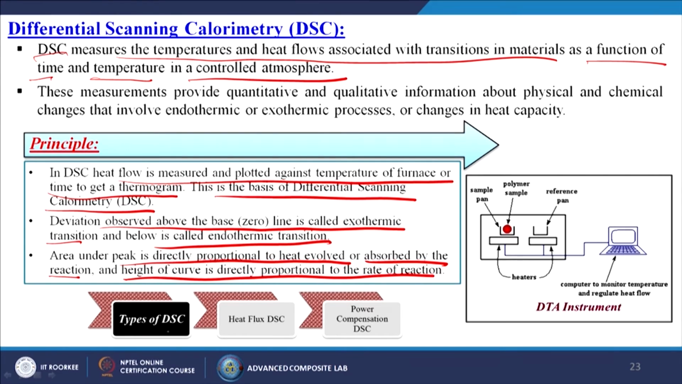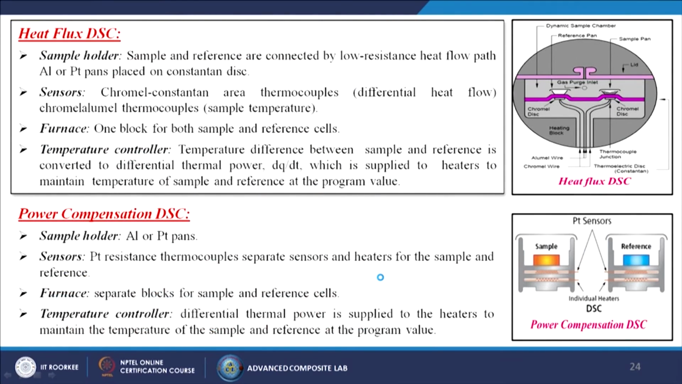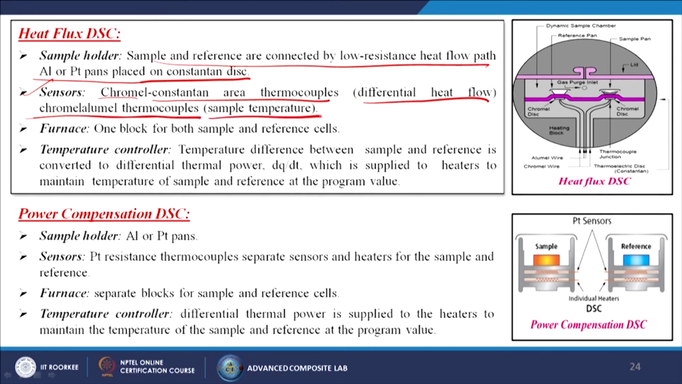So, generally the types of DSC, one is heat flux DSC, another one is the power compensation DSC. Heat flux DSC, sample holder: sample and reference are connected by a low resistance heat flow path, aluminum or platinum pans placed on Constantan discs. Sensors, chromel or Constantan area thermocouples, differential heat flow, chromel-alumel thermocouples for the sample temperature.